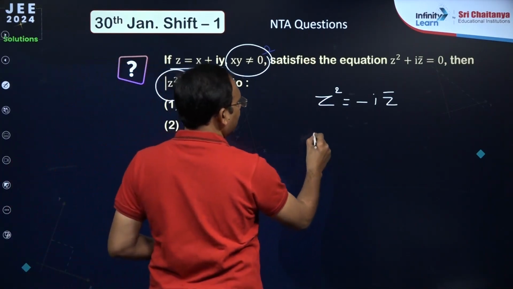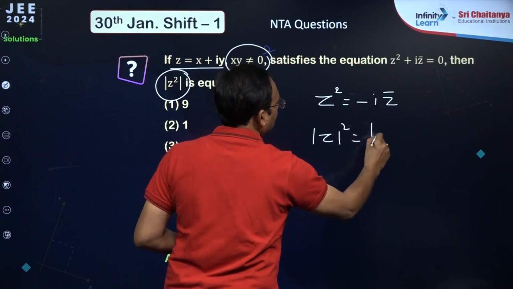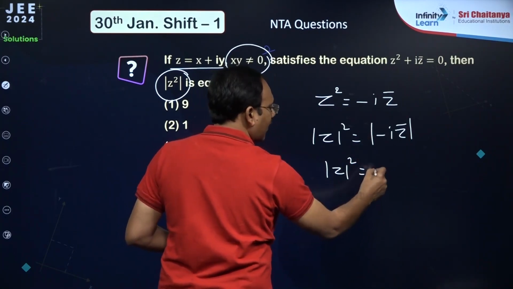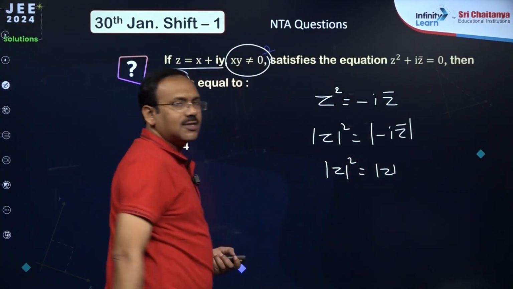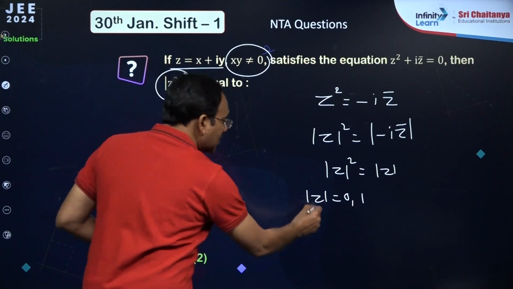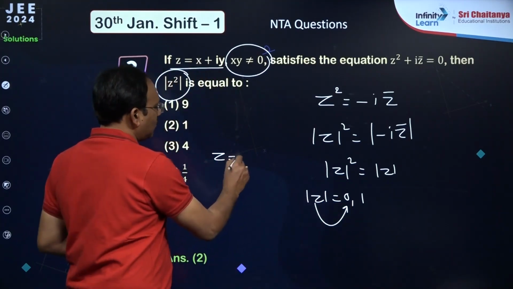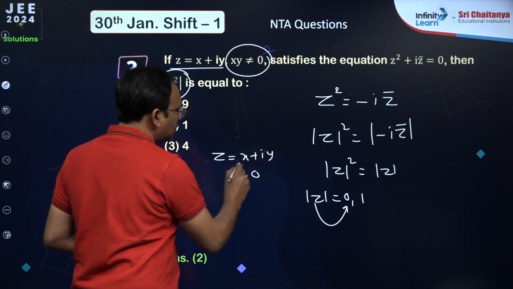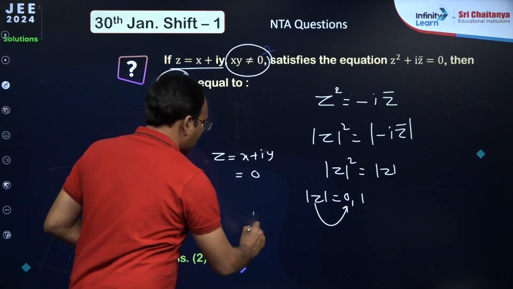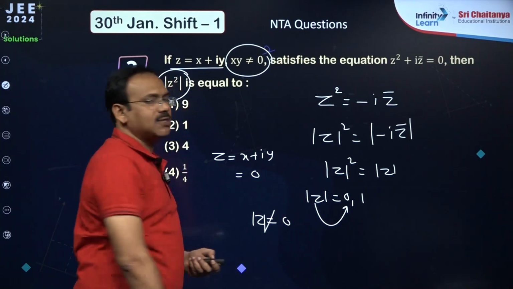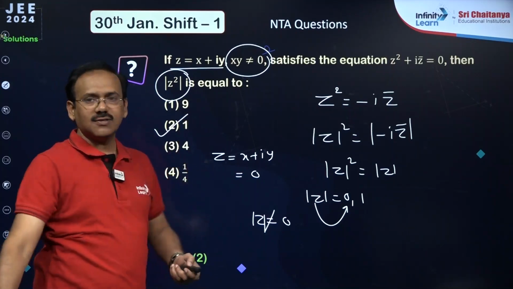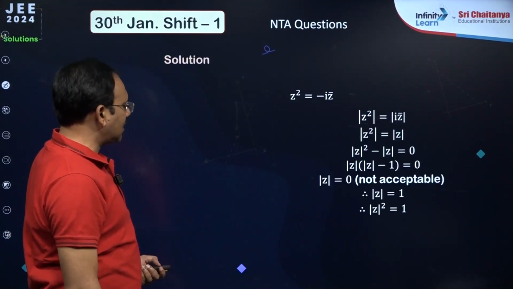You just apply modulus, my dear friends. Mod z square is equal to modulus of i z bar. So this is mod z square, and modulus of i is 1. Mod z bar will become mod z itself. So mod z is going to be either 0 or 1. If mod z is 0, my dear friends, that means z is equal to x plus iy, which is going to be 0, then only it is possible. That means x is 0 and y is 0, but that is not given, so mod z equal to 0 is impossible. So mod z must be 1, so mod z square is going to be 1, my dear friends. That's all. Another simple question it is. That's what it is done here.